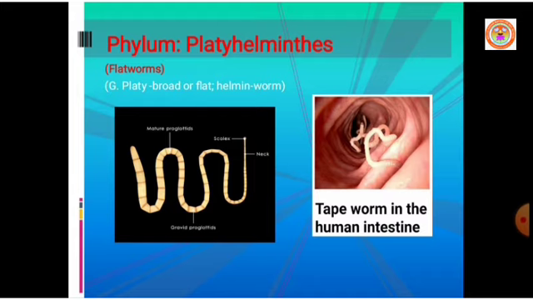In Greek language, platy means broad or flat. Helmin does mean worm. Dear students, in this picture you are seeing a flatworm called a tapeworm, which lives as an endoparasite in our intestinal tract. Let us start. Phylum Platyhelminthes.